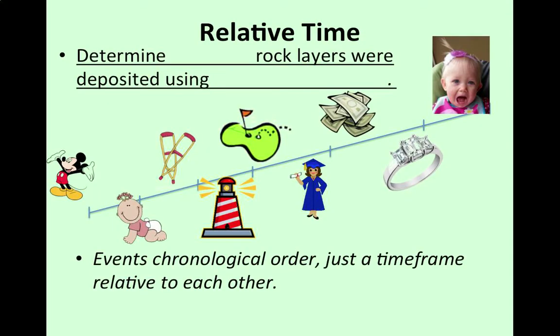So when we're talking about relative time, here's what we need to know. Relative time is just what we did with the cake example. We are trying to determine an order that rock layers or events were deposited. Okay, we are trying to figure out the order those rock layers or events were in, and as we figure out that order, all we're using is what we know about the event. We have no dates that we're using. Okay, no dates are being used, only what we know about this event.